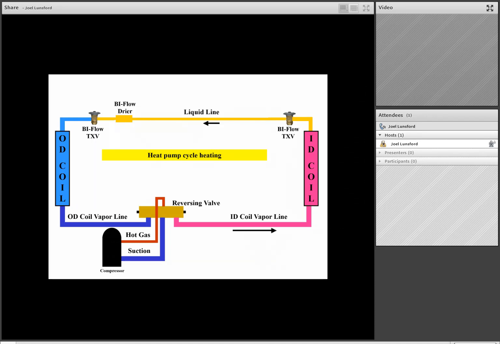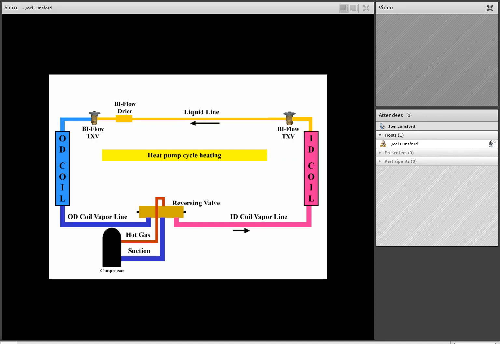And so in the heating mode of operation, the indoor coil becomes very warm. It's like a condenser coil now. But because it is acting like a condenser coil, the liquid leaving the indoor coil has to go through the bi-flow TXV on the indoor coil, which now has its check valve circuit in play. We're going to allow the liquid to flow freely out of that indoor coil. We're not going to meter it now. We're going to let it flow freely through the check valve circuit in the heating mode of operation.